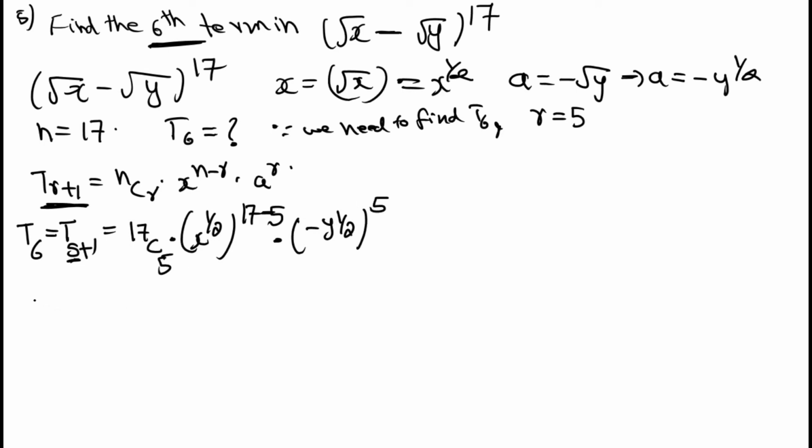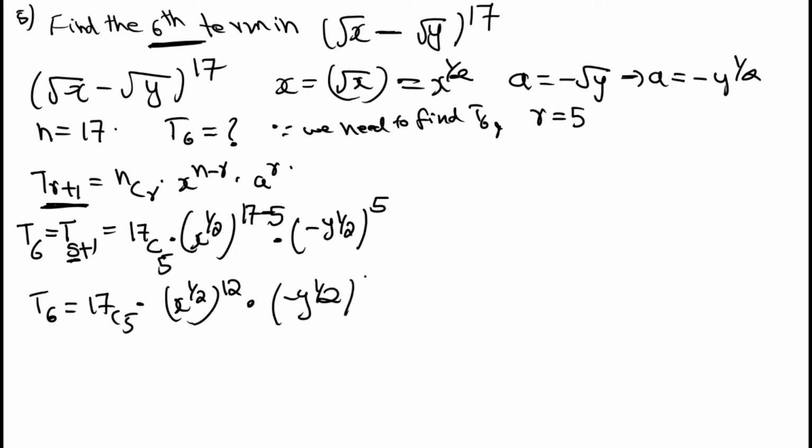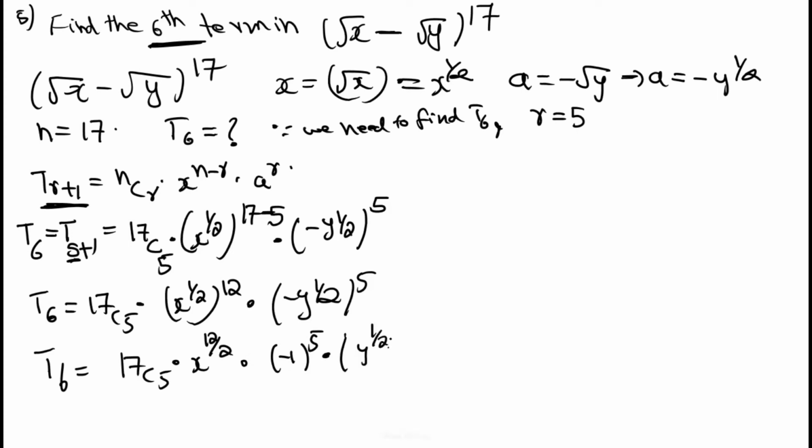Okay, in the next step simplify. T6 equal to 17C5 into x to the power 1 by 2 to the power 17 minus 5, it's equal to 12 into minus y to the power 1 by 2 to the power 5. Then T6 equal to 17C5 into x to the power 12 by 2 into minus 1 to the power 5 into y to the power 1 by 2 to the power 5.